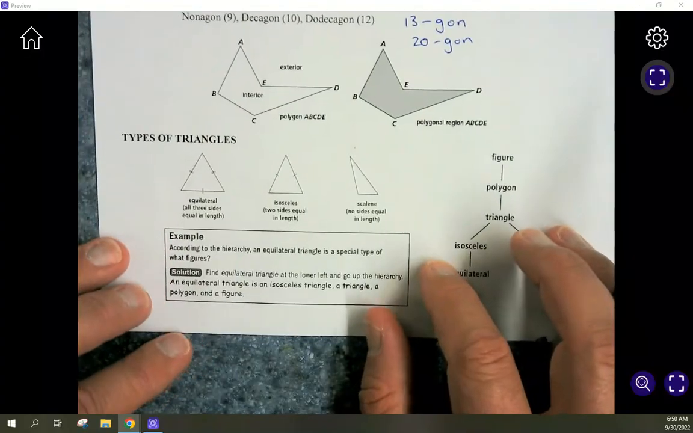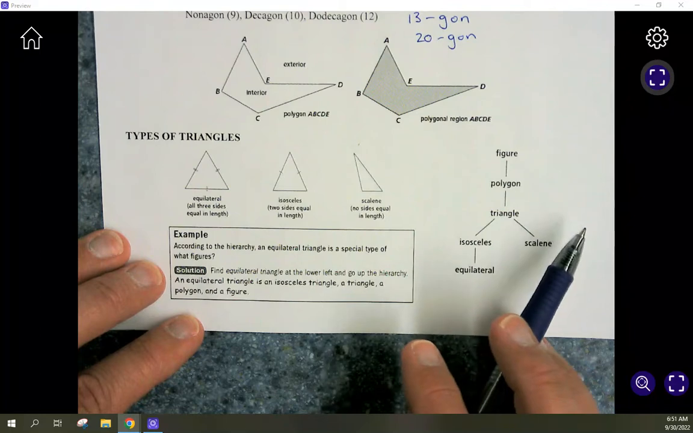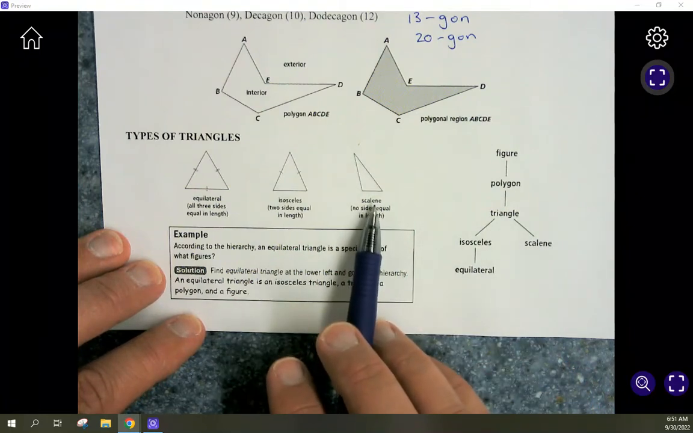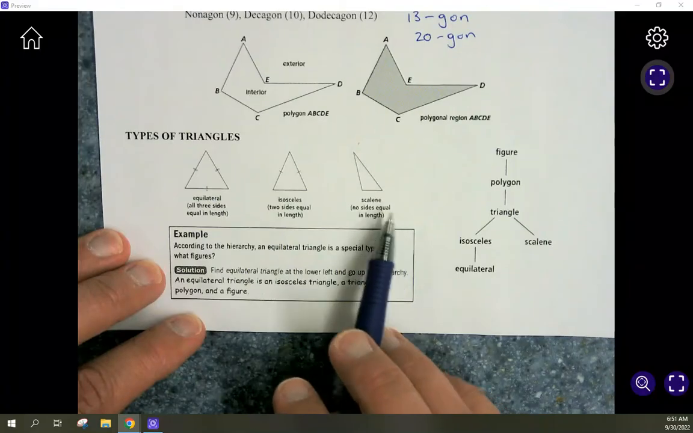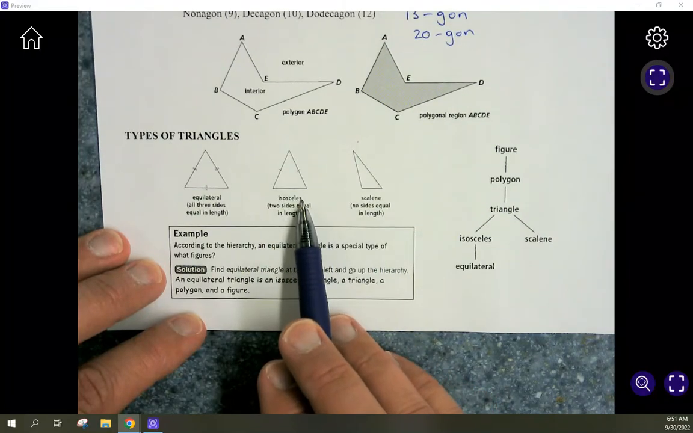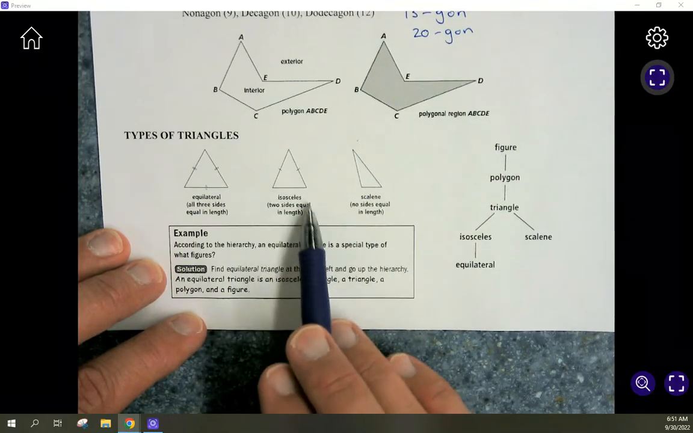All right, and lastly, we're going to look at specific types of triangles. We need to know the difference between these. So a scalene triangle has no sides that are equal. Every side has a different length. An isosceles triangle, and I know you've heard these terms before, has two sides that are equal in length.